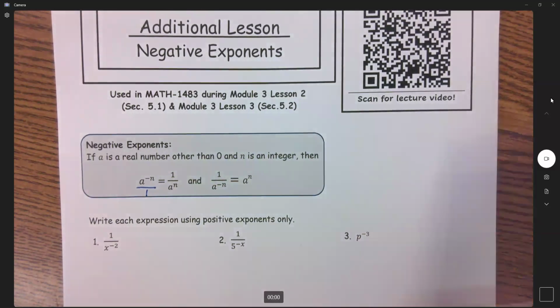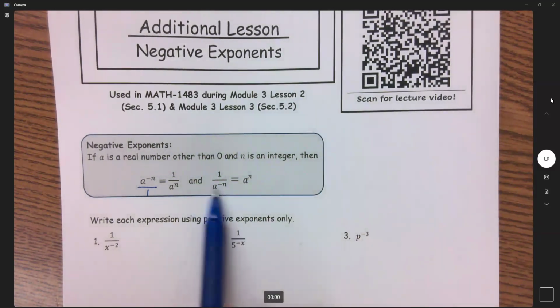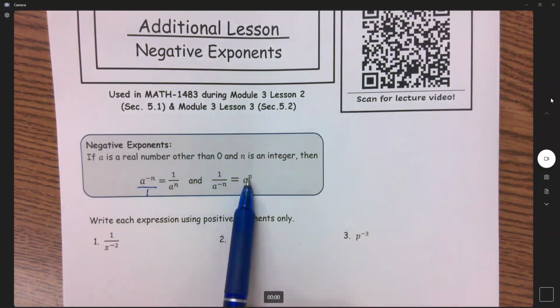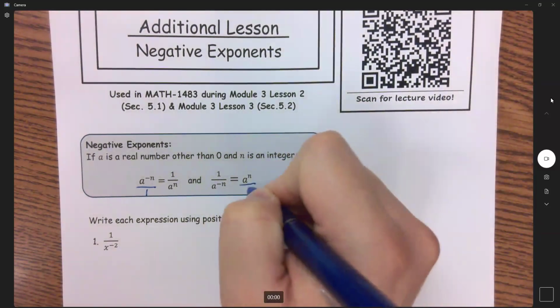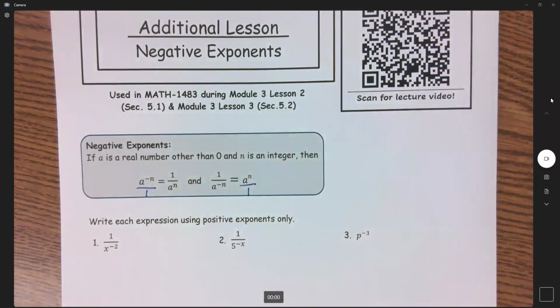It also works the opposite way. If I have a negative exponent in the denominator, to turn this exponent positive, it now goes up into the numerator. And so again, we can put that over 1 to show that. Okay, so if it's negative, go from numerator to denominator or denominator to numerator, just switching whether it is on top or bottom of the fraction.